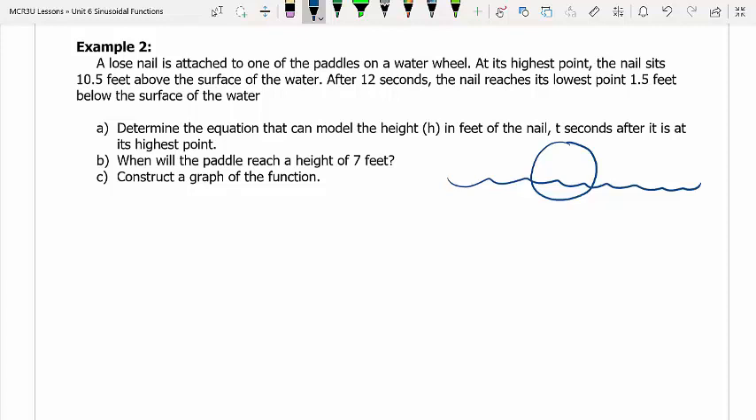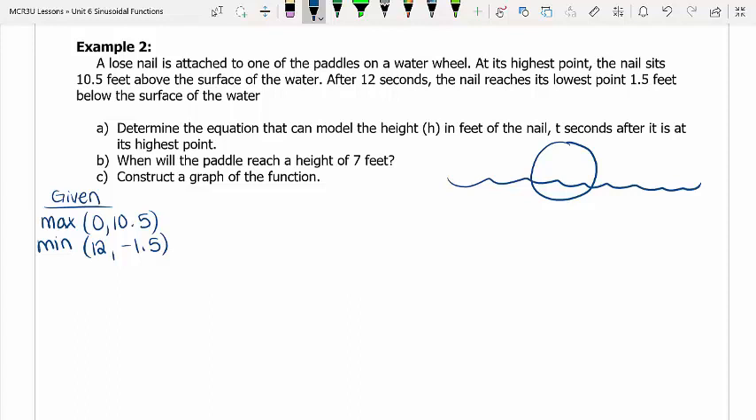Okay, so determine the equation that can model the height in feet of the nail, t seconds at its highest point. So let's start figuring out our key values, A, P, Q, and K. The only information we are given is we know that the maximum value happens at (0, 10.5). And we know our minimum value happens at (12, negative 1.5). So we have to use that information to find A, Q, K, and P.